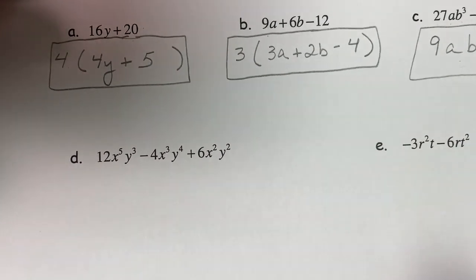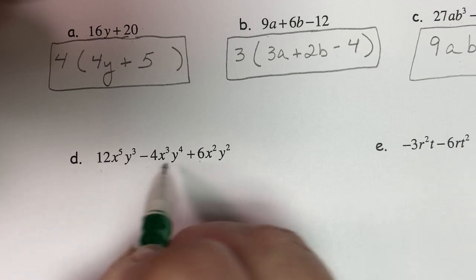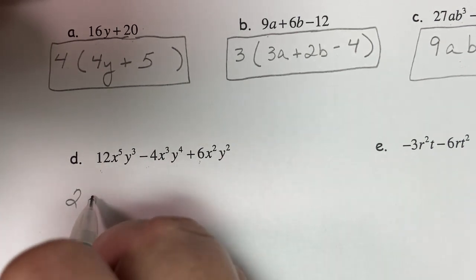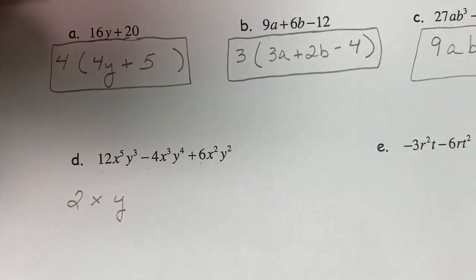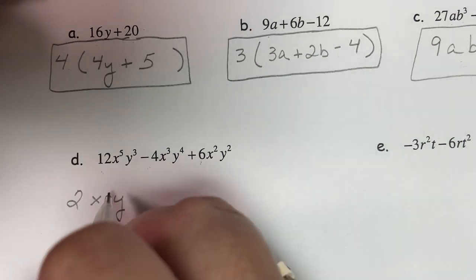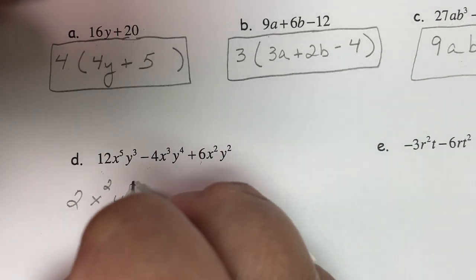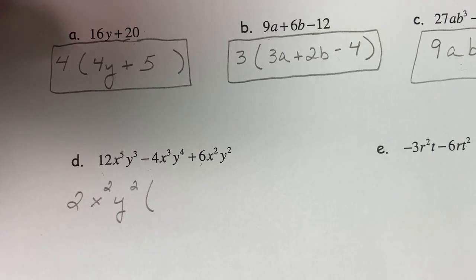Okay, let's look at D. Number-wise, what's the largest number that divides into 12, 4, and 6? Well, that's going to be 2. You can see that they all have an x in common and a y in common. So what's the smallest exponent that appears on an x? It looks like it's a 2. And how about the smallest exponent that appears on the y? That also looks like a 2. So that's our greatest common factor that we're going to factor out.